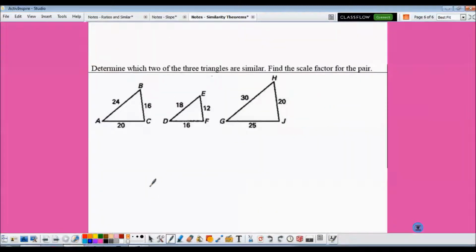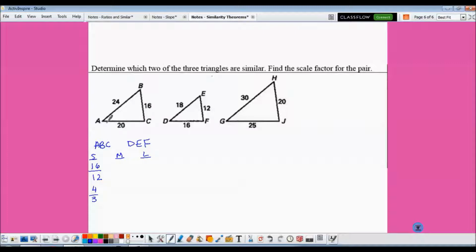Now finally, checking to see which of these two triangles are similar. So we need to check each pair. So ABC and DEF. We have to do the small, the medium, and the large proportions. So the smallest side here is 16 over the smallest side here is 12. 16 over 12 simplifies to 4/3.